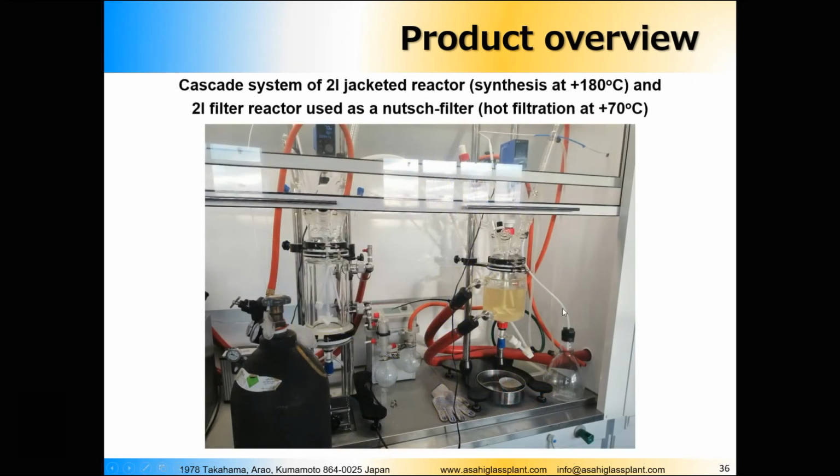Another application, I'm not sure if that's the right word to be used, cascade system, but that's how we call it here in Russia. That's the cascade system, which consists of a 2-liter jacketed reactor. The customer does the synthesis here at plus 180, and a 2-liter filter reactor that is used as a notch filter for hot filtration at plus 70.